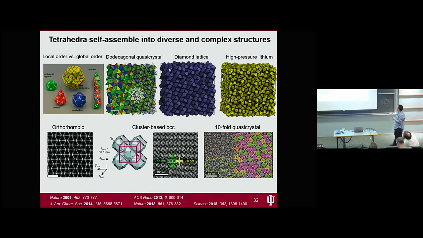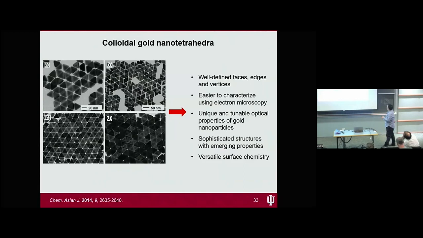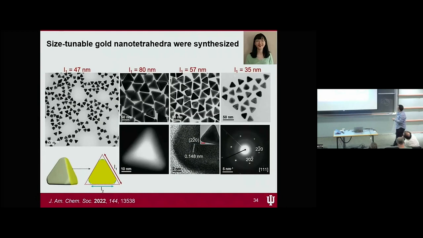So my student Yi took the challenge of synthesizing highly uniform gold tetrahedra. We move away from a lot of earlier studies, which involve cadmium selenide tetrahedra, because gold provides much more versatile surface chemistry and potentially better control of the tetrahedra tip sharpness.